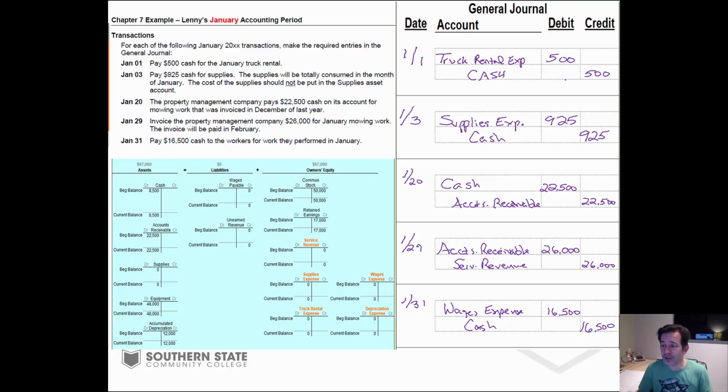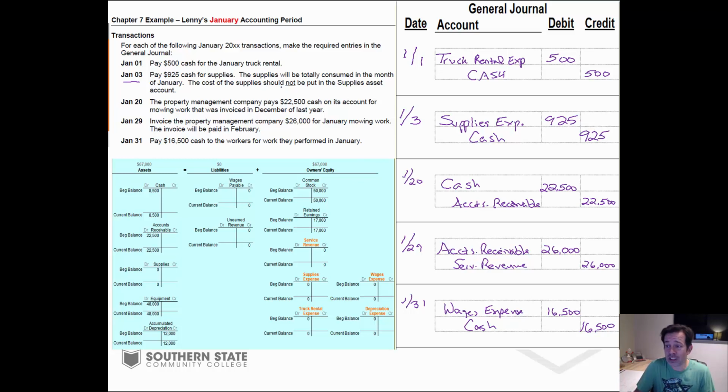A couple of things I want to point out to you. On January the 3rd, it says we paid $925 cash for supplies. Now, we don't have inventory because we're not selling anything. Supplies is basically just things we use to operate the business. In this case, it could be oil filters, shop rags, whatever kind of supplies we need to keep the lawn mowing business going. And it says we're totally using up all of those supplies in January.